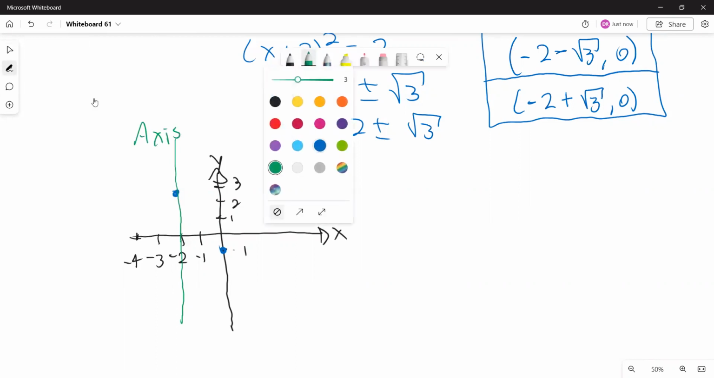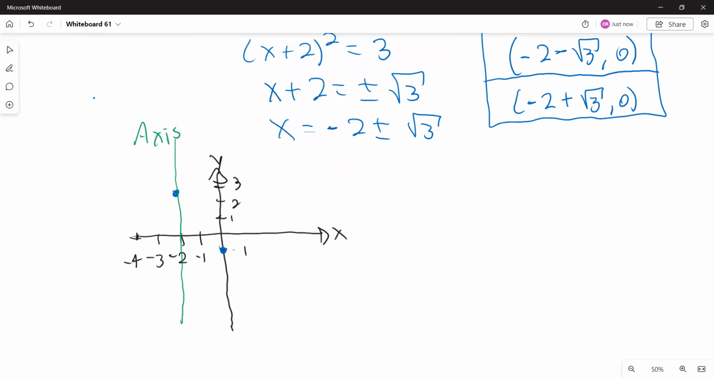We also know another point, (0, -1). That means we go 2 to the right, 3 down. So we can go 2 to the left and 3 down. So we can get a second point from there, or a third point. That's (-4, 1). And that's going to be the graph. The x-intercepts are going to be somewhere between -4 and -3, and between -1 and 0.